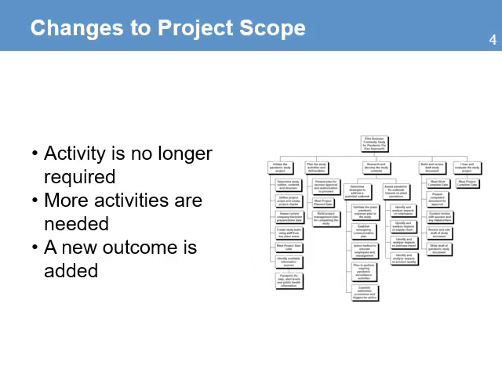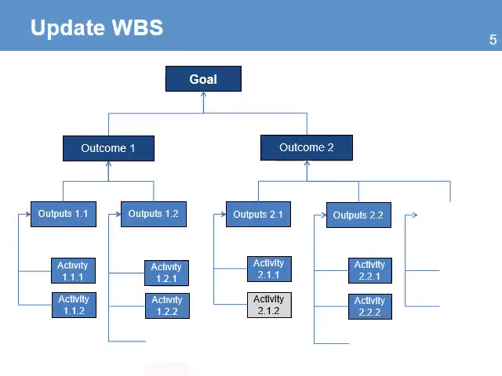Changes in the project scope usually come from removing an activity that is no longer needed, adding more activities, or even the addition of a new outcome, which will generate a new set of activities on the project. The tool you will use to make these changes is the Work Breakdown Structure, the WBS.